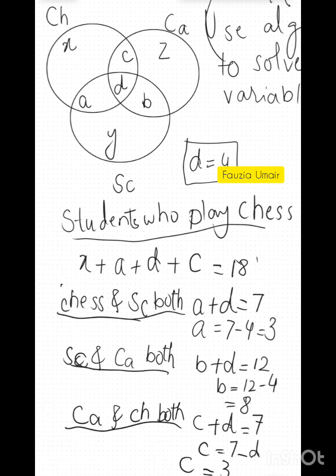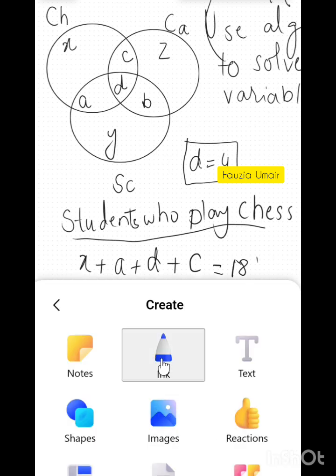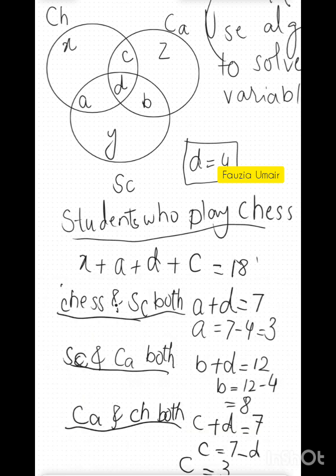So now let me put all these values which I have just found in the Venn diagram. I'm changing the color so that it is more visible. I have calculated that, this is given to me that D is equal to 4. So C I have calculated as 3. A I have calculated, B I have calculated as 8. A I have calculated that as C also.